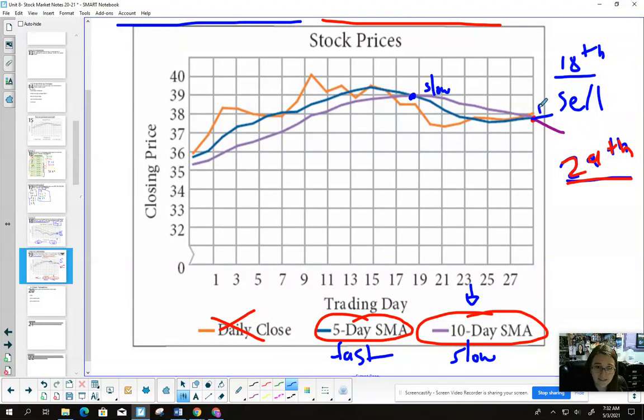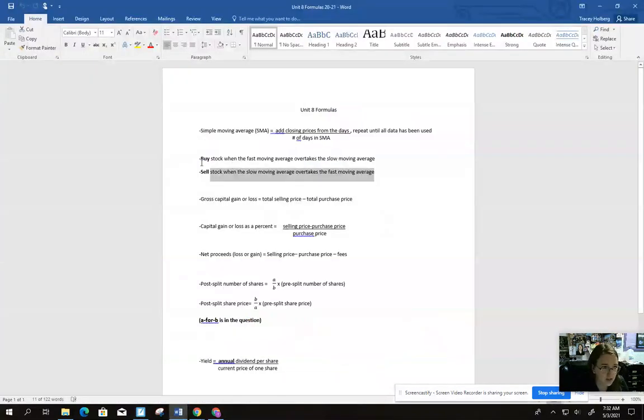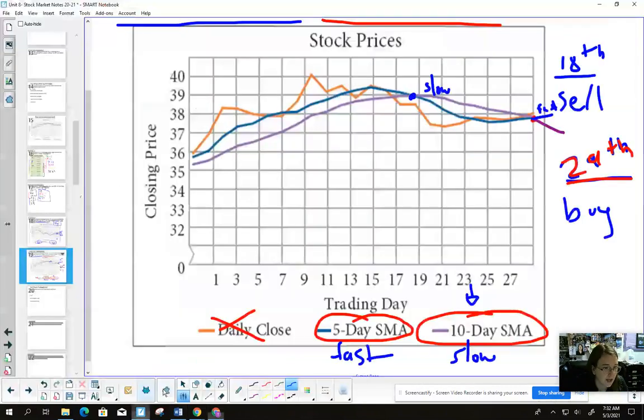Okay, so the fast now is on top. So that means to buy. And again, that comes from your formula sheet. Buy stock when the fast overtakes the slow. Again, that fast moving average is going to predict our trends a bit quicker. And so we want to buy before the price starts to continue to go up.